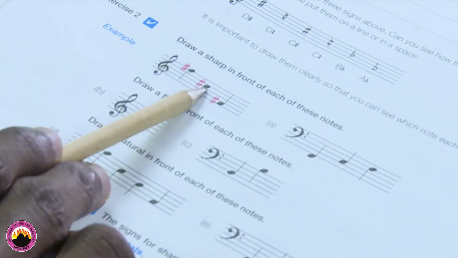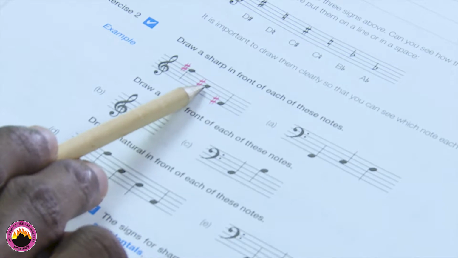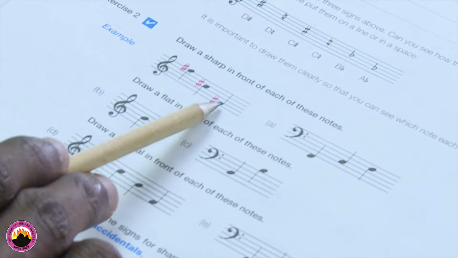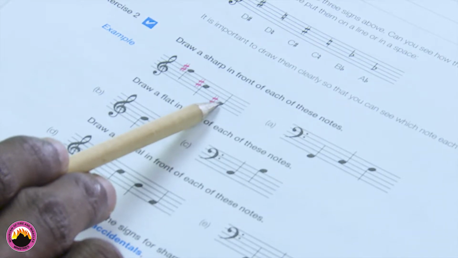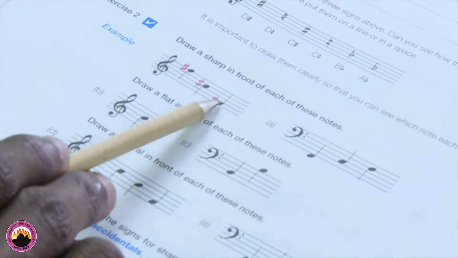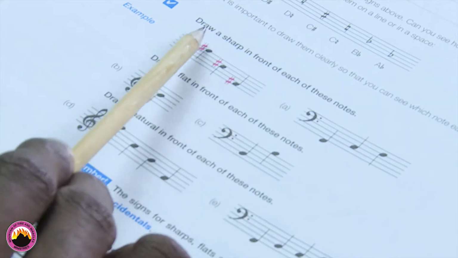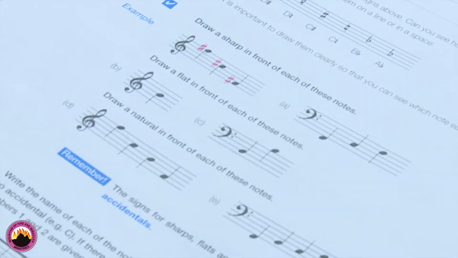Then the third space on the treble clef is what? Is a C. So this is C sharp. Then the first space on the treble clef is an F. So this is F sharp, right? So they want you to draw a sharp in front of each of these notes.